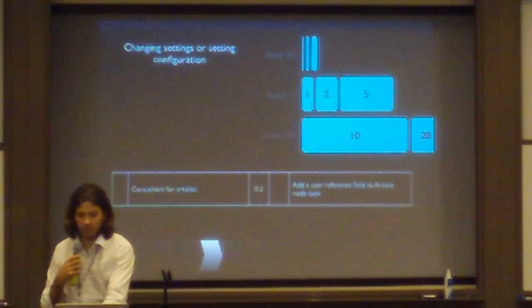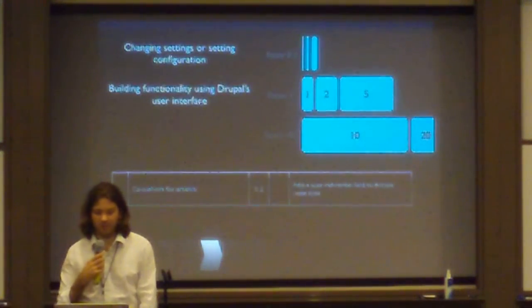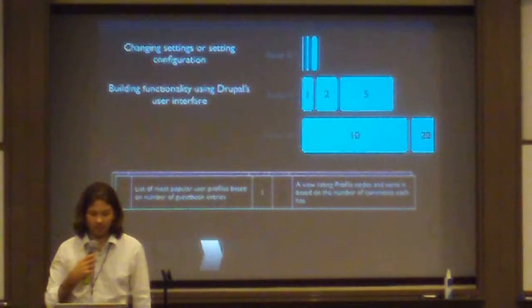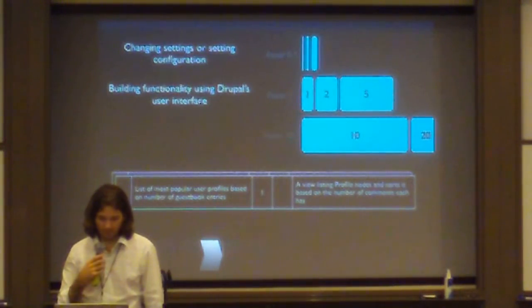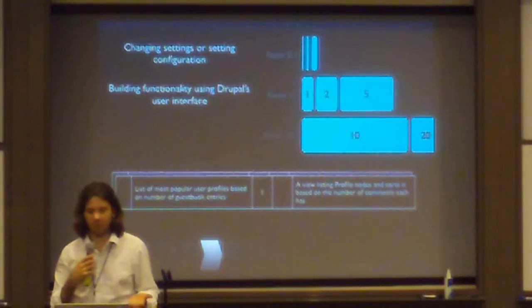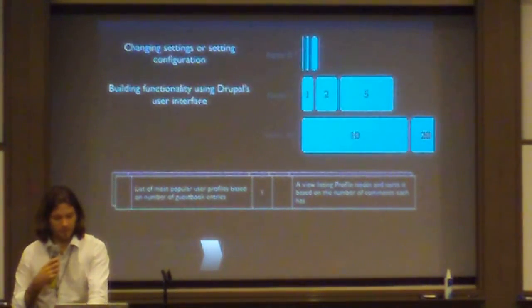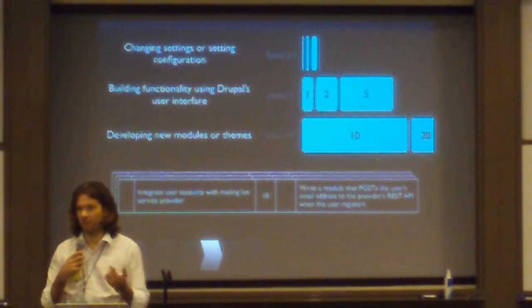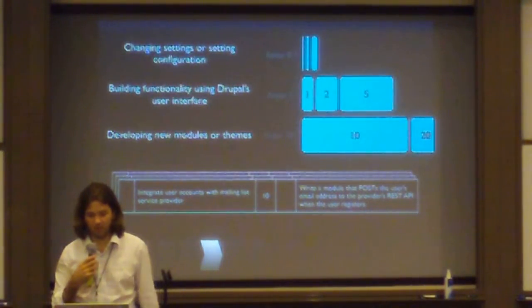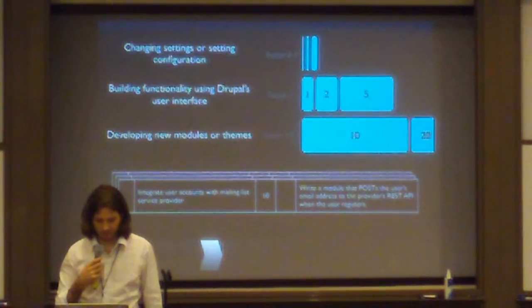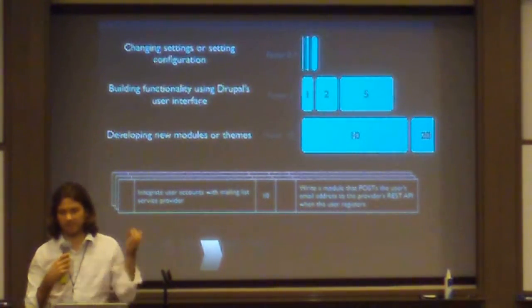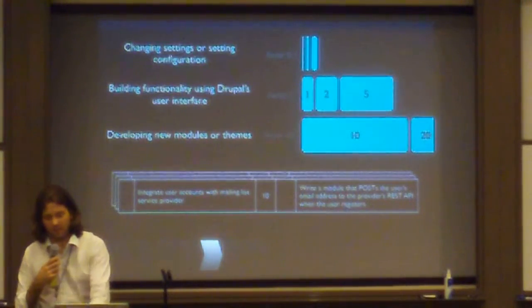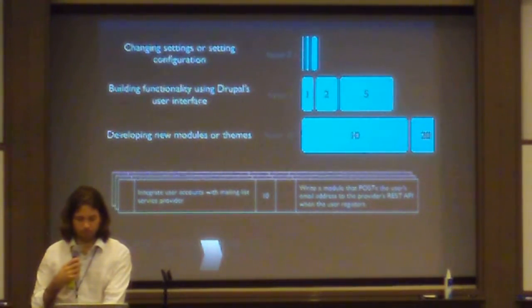Seldom more than that. Building functionality using Drupal's user interface, like a view listing profile nodes and sorted based on the number of comments each has, will probably take more than an hour. And when it comes to developing new modules or themes, you would have to count the hours in 10, 20, or 50. That's the range they are. Write a module that posts the user's email address to the provider's REST API when the user registers. Like that. It's a feature that we would estimate around 10 hours.